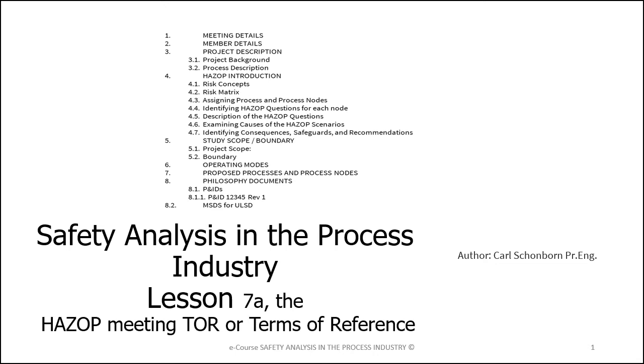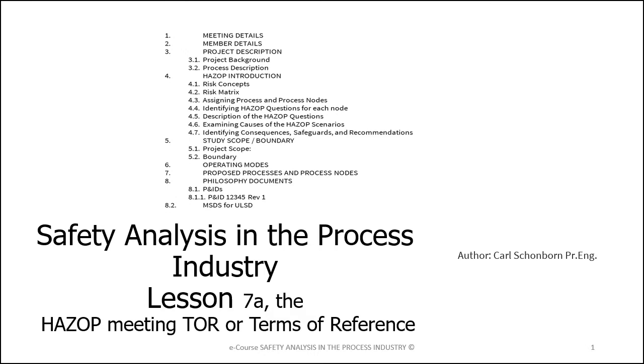Lesson 7A of the E-Course Safety Analysis in the Process Industry is a description of the TOR, or Terms of Reference document, prepared for the Process Hazard Analysis or PHA meeting. This can document either a HAZOP or a what-if PHA. The TOR document is a requirement of many of the multinational oil companies in preparation of a PHA.